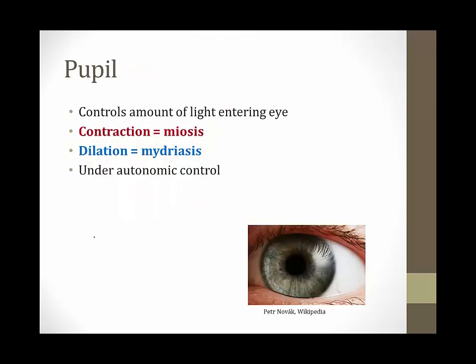The size of the pupil is not fixed. The body can adjust the size of the pupil to control the amount of light entering the eye. When the pupil contracts or shrinks in size, we call that miosis. And when the pupil dilates or increases in size, we call that mydriasis. These changes in the size of the pupil are under autonomic control. You cannot voluntarily make your pupil increase or decrease in size.